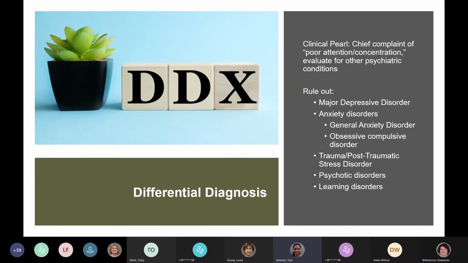So again, teasing out, is this ADHD alone? Is this post-traumatic stress disorder alone? Or is this a combination of the two? It's something that needs to be teased out.